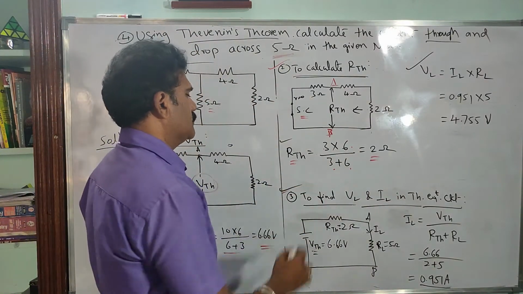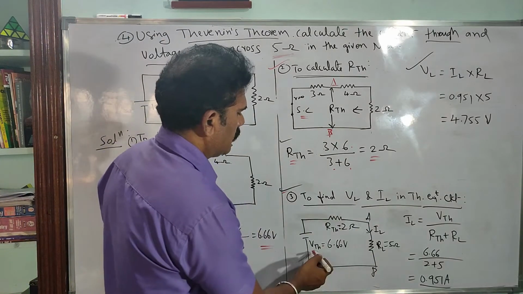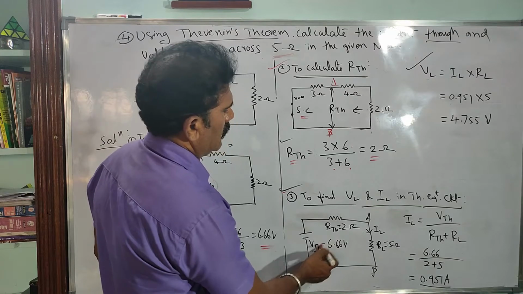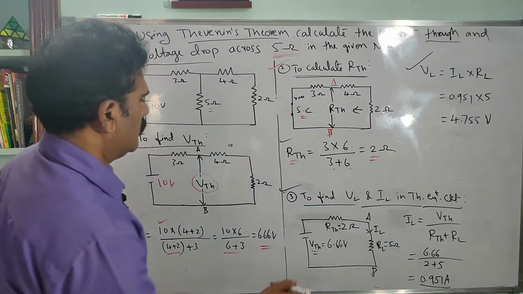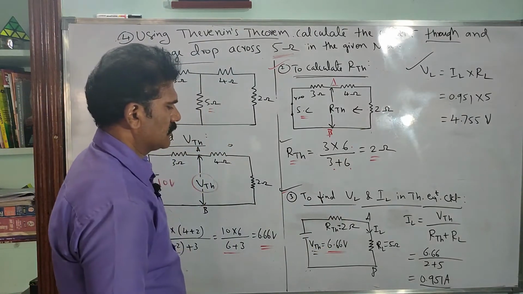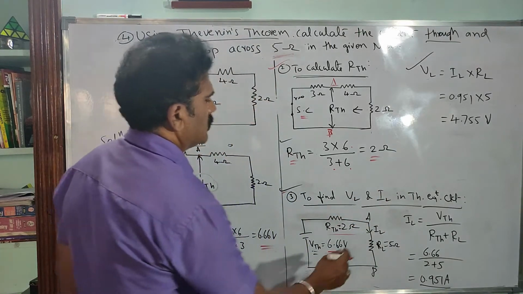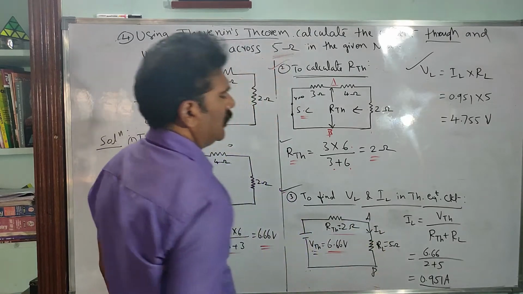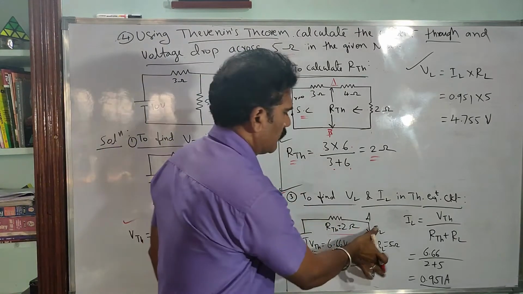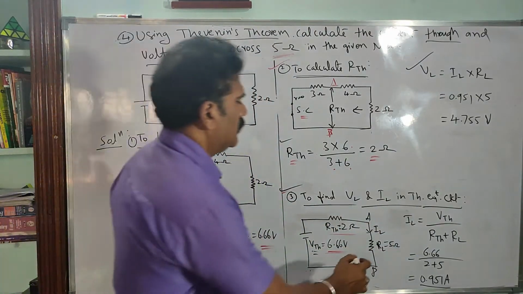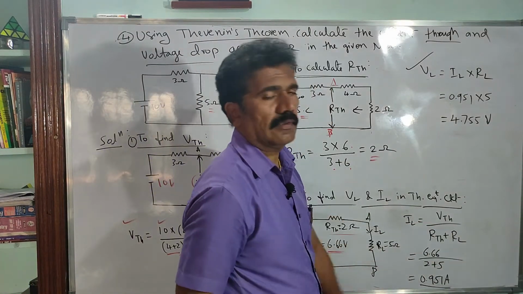Then the next step is to find VL and IL. First you consider the Thevenin's equivalent circuit consisting of a Thevenin's voltage source and Thevenin's resistance in series. The values of RTH and VTH are already determined. Take down those values here. VTH is equal to 6.66, RTH is equal to 2 ohms. Now across the terminals A and B you connect back the load resistor which was removed. So 5 ohms, isn't it? Now connect it back here, the 5 ohms resistor. Then you find the current through that RL. So IL is equal to VTH divided by RTH plus RL.